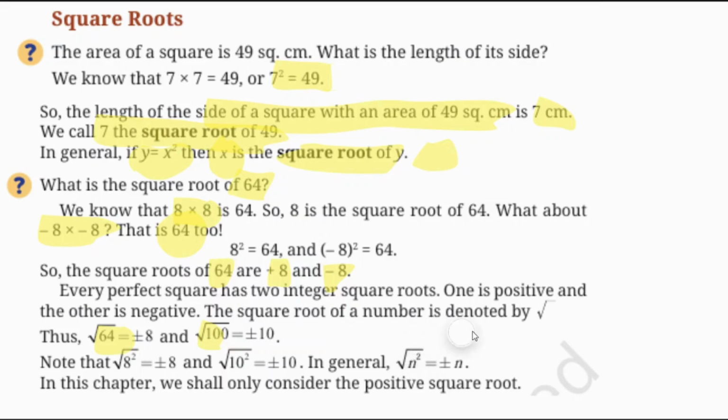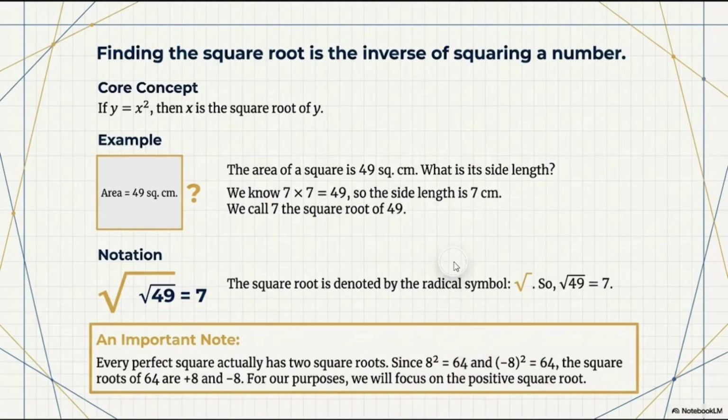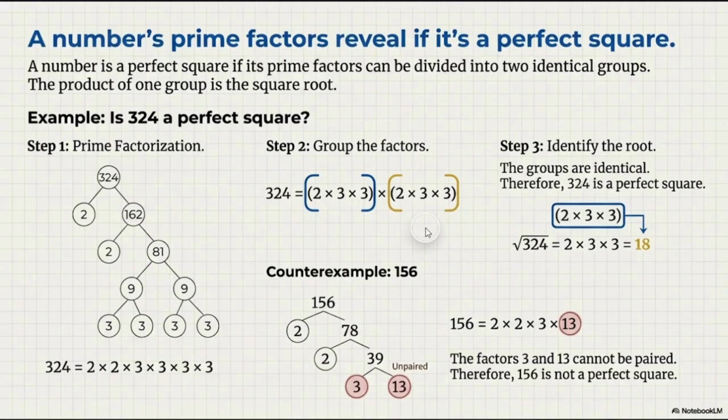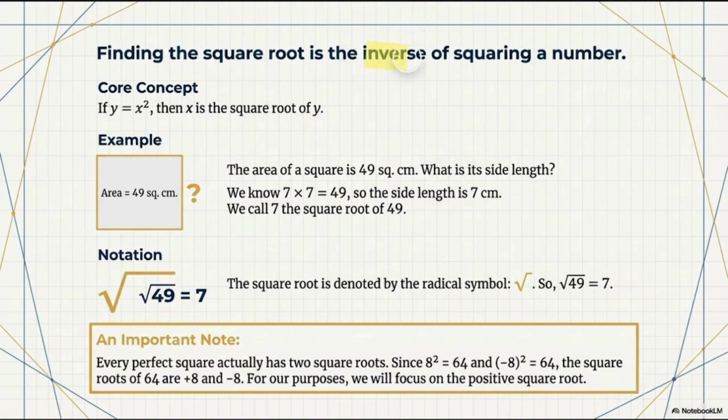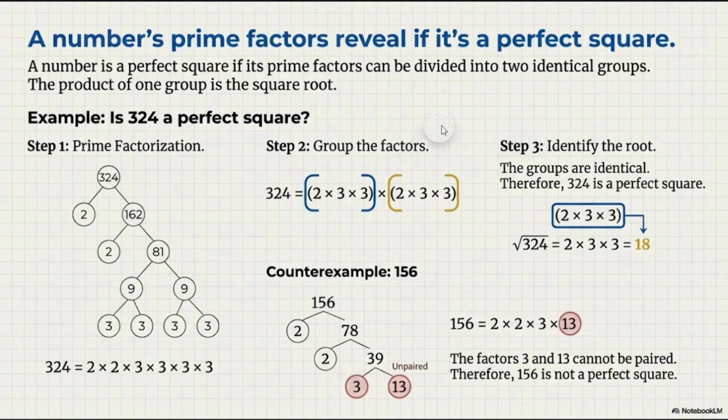So this is basically the symbol of root. It is called square root or root. But in this chapter, we will consider only and only the positive square roots. Okay, you have seen all these. This is also called the inverse of squaring. Finding the square root is the inverse of squaring.